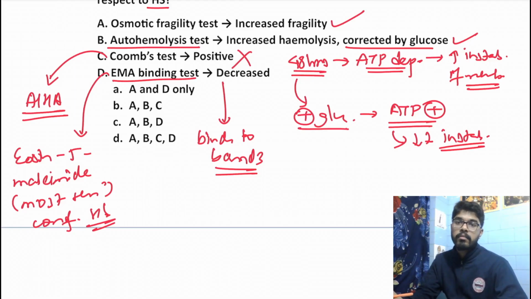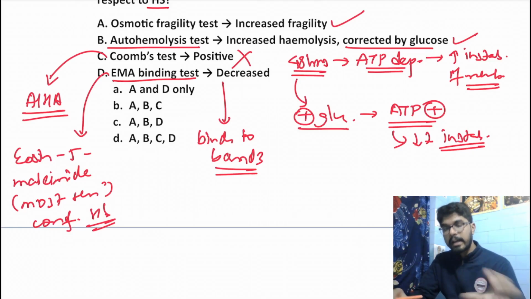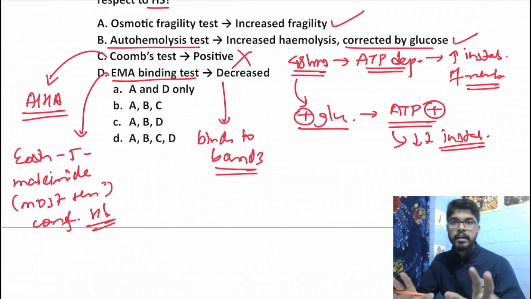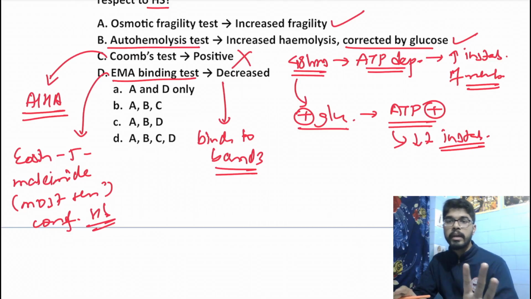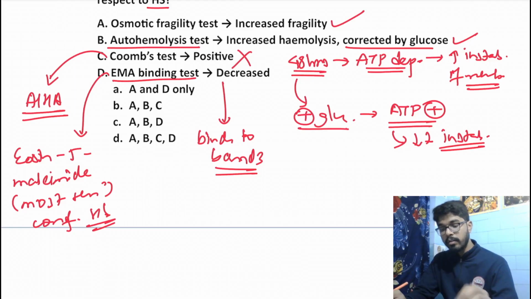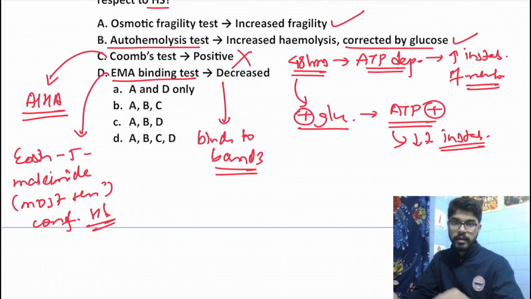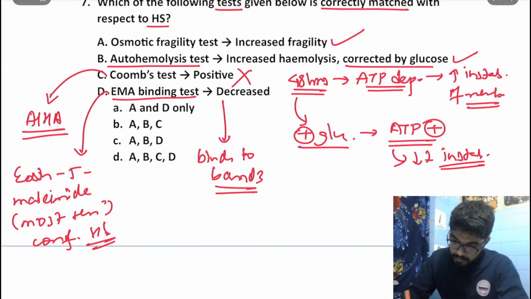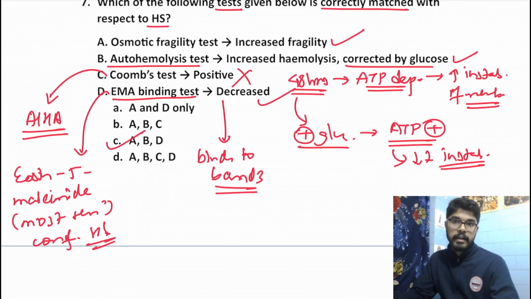Now one might argue that the most common mutation that occurs is ankyrin, but remember that ankyrin, band 3, band 4.2, every protein forms a cytoskeletal complex. Now if any one of these entities is deformed, the whole complex gets disrupted. That's why your EMA binding will be decreased in any of the mutations, not only band 3. So this is also a correct one. So the answer should be A, B and D. Again an INI type question.